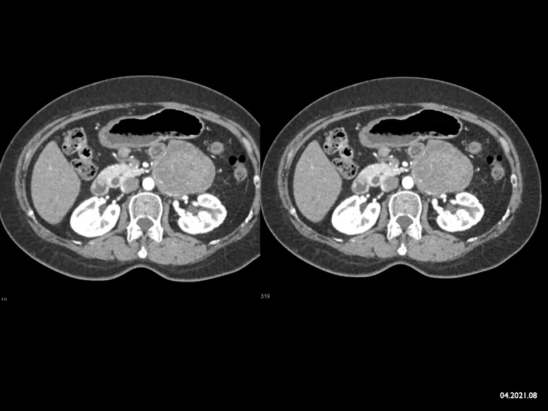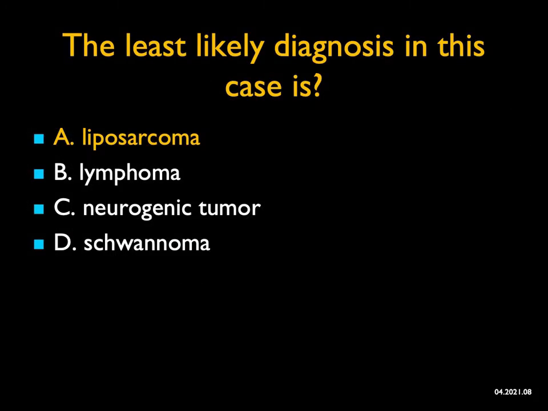Liposarcoma is a thought. Now, liposarcomas do not necessarily have fat, and they're the most common retroperitoneal tumor. But this is so well defined, there's no displacement of structures, there's no fat present. I'm going to say the least likely diagnosis is going to be a liposarcoma, and that indeed is the correct answer. Oh, and if you want to know what this actually was, it was a schwannoma.